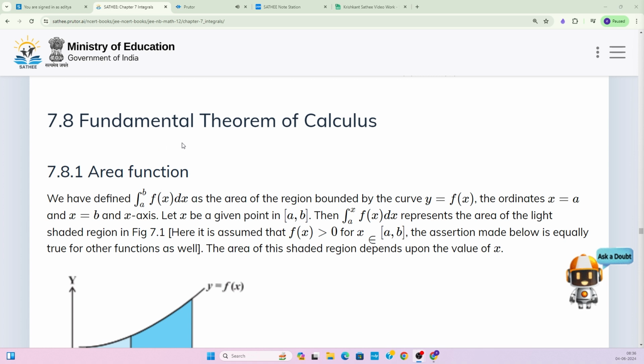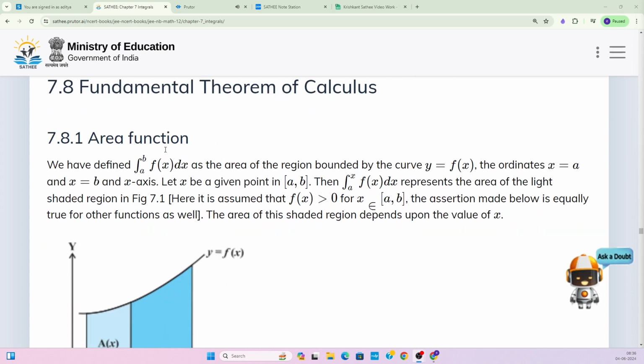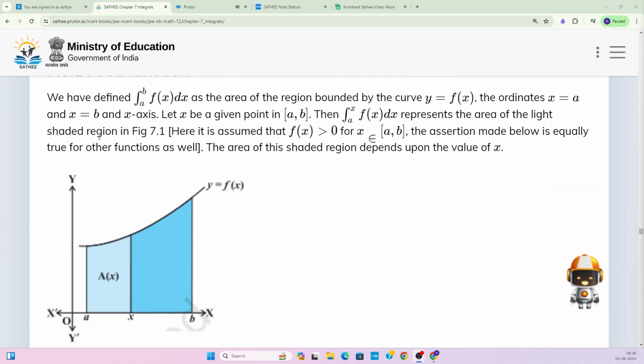Now, the fundamental theorem of calculus. First of all, the area function. The definite integral with lower limit a, upper limit b, of f(x) dx represents the area of the region bounded by the curve y equals f(x), the ordinates x equals a and x equals b, and the x-axis. So the area enclosed or bounded by what region? The curve y equals f(x), the ordinates x equals a and x equals b, and also the x-axis.